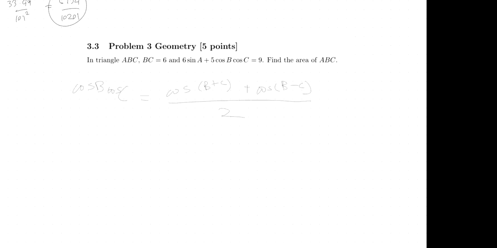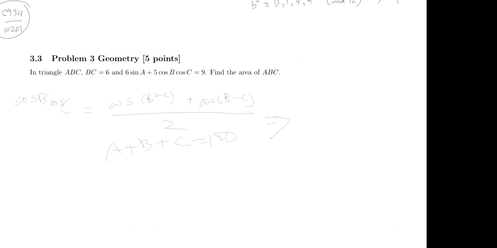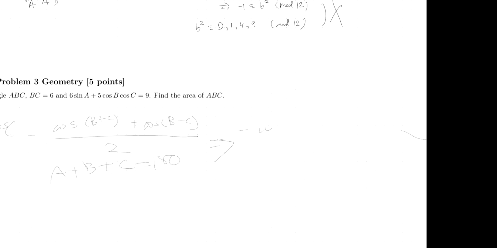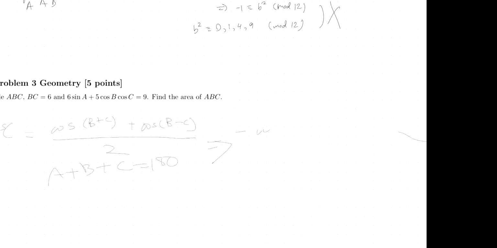All right, great. Okay, so for product to sum, we can get this. And then because you know that it's a triangle, A plus B plus C is equal to 180. So that means that cosine of B plus C will just be negative cosine A. So it's negative cosine A plus cosine of (B minus C) over 2.